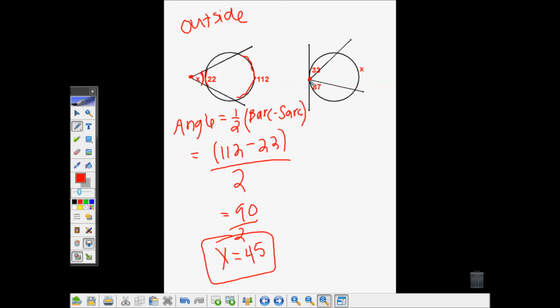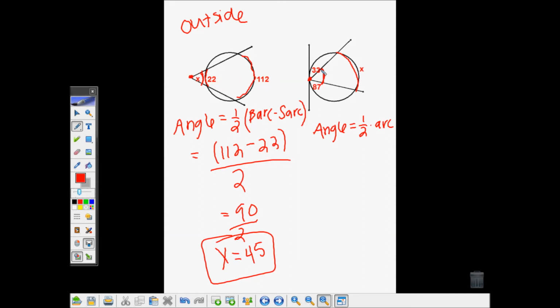Okay? We are on the circle. Now we want to solve for x, which is out here. This time we want to solve for the arc. So on the circle, my angle equals 1/2 times the arc. I need to solve for this angle right here, because they don't give it to me.